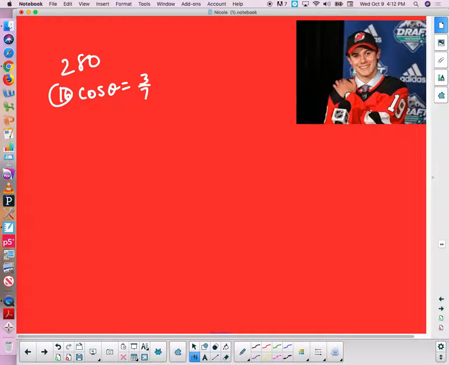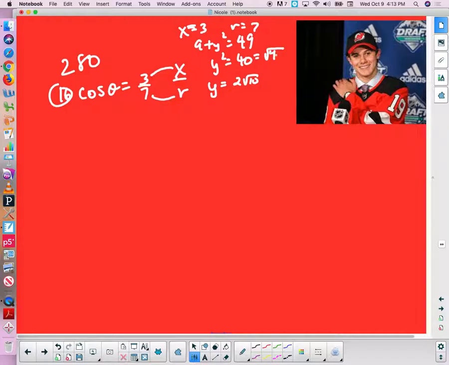All right, what 2 letters do we have? We have x and r. Cosine's x over r. So x is 3 and r is 7. So let's find y. X squared plus y squared equals r squared, which is 49. So you have y squared is equal to 40. So y is 2 root 10. Square root of 4 times 10. So you have 2 square root of 10.